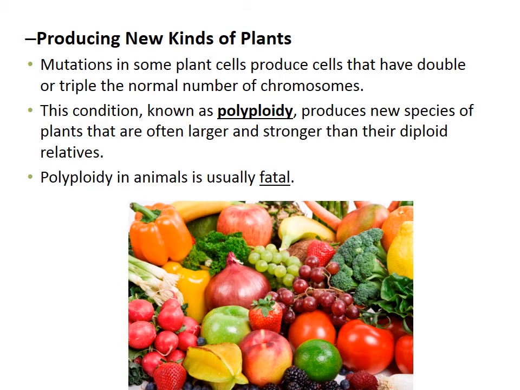The big area you'll notice with mutations will be in producing kinds of plants. Now, sometimes these mutations double or triple the amount of chromosomes, and that's known as polyploidy. Remember, haploid was the normal number of chromosomes, diploid was double the number. Well, polyploid is many times that number, and it produces new species of plants. Now, one big thing I want you to always remember is that polyploid in animals is usually fatal. Animals cannot have a whole other set of chromosomes. That's just too much going on.